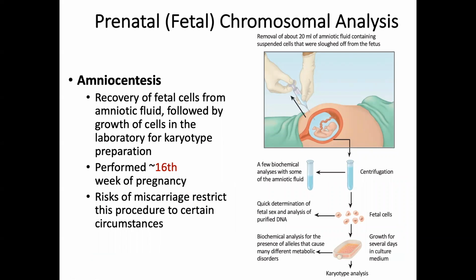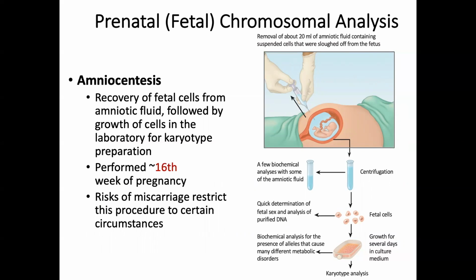Okay, karyotyping can be done in adults using blood samples. We just learned that. But can it be done in a fetus? The answer is yes. The only difference is the different source of cells collected for karyotyping. This picture shows one method of prenatal chromosomal analysis by karyotyping.